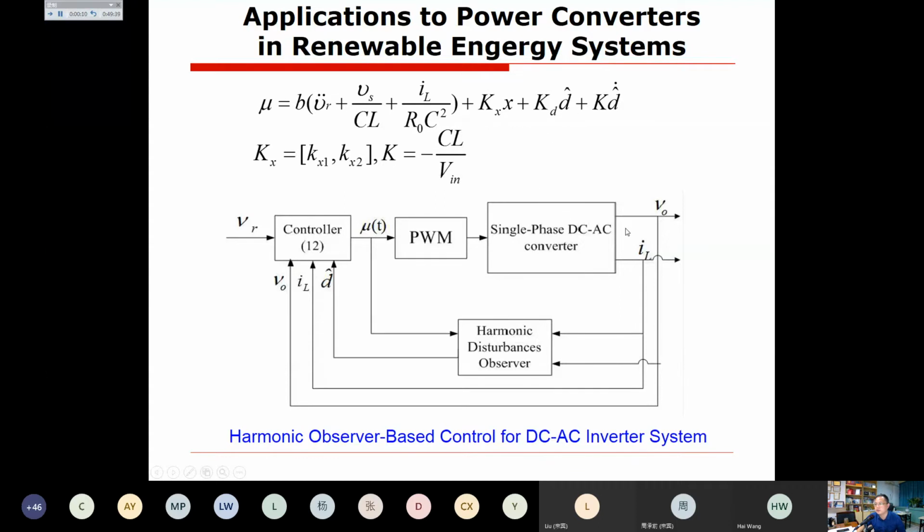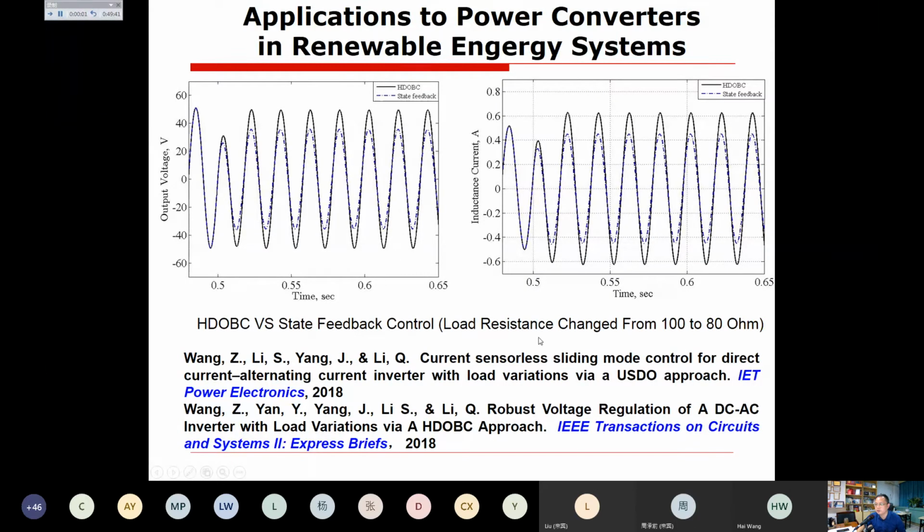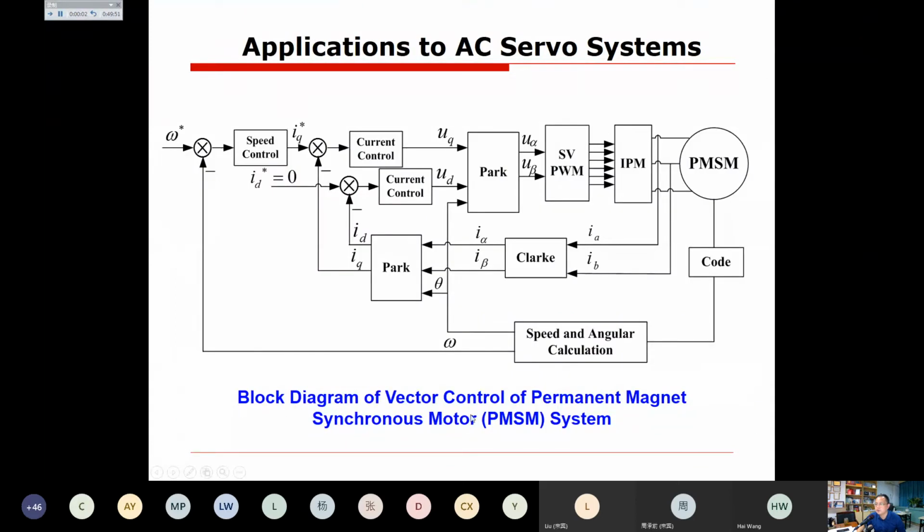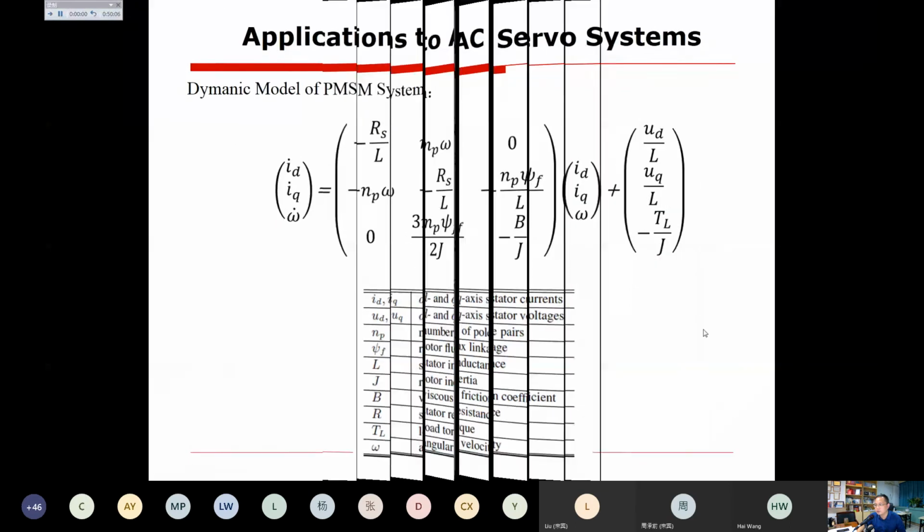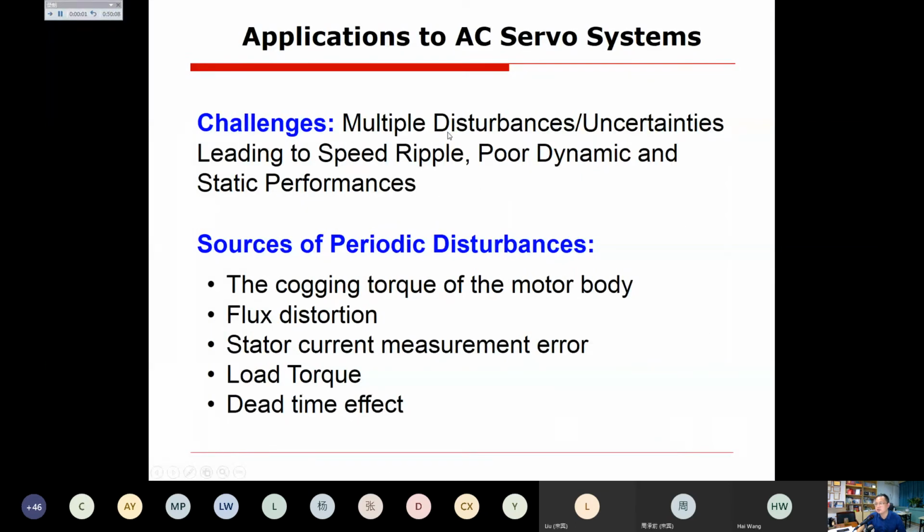And another interesting example is in some papers for the DC-DC, DC-AC system, the power inverter system. And a very recent result is we considered multiple kinds of disturbance simultaneously, because the system will always meet different disturbances. They come together. For example, for the PMSM, we also have periodic disturbance caused by the cogging torque, flux distortion, stator current measurement error, load torque, or dead time effect caused by PWM.